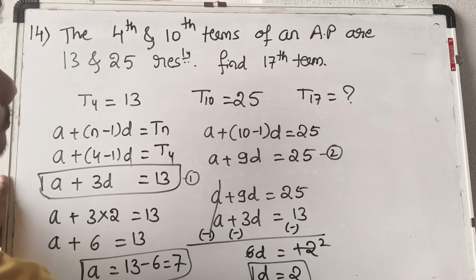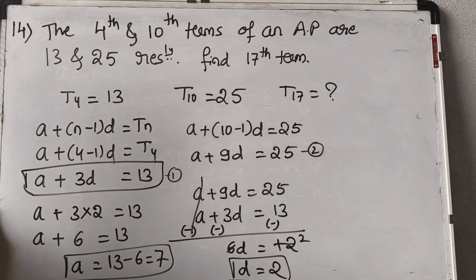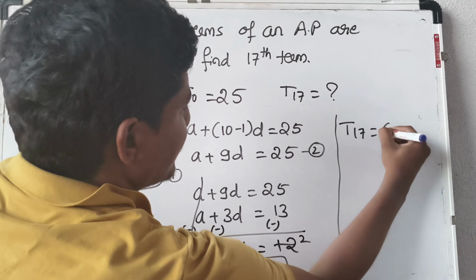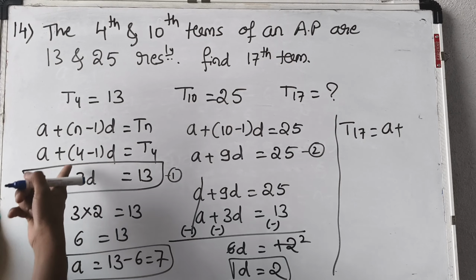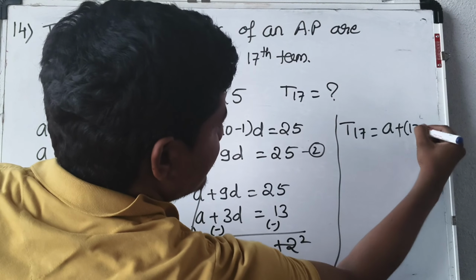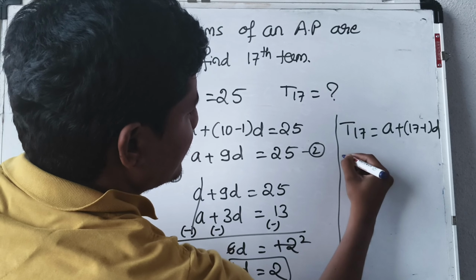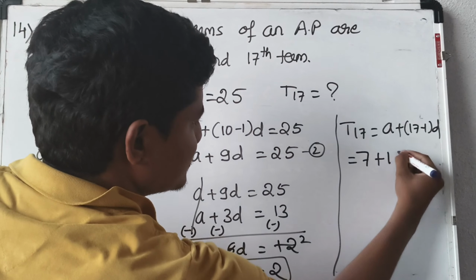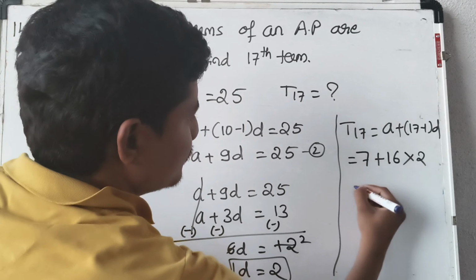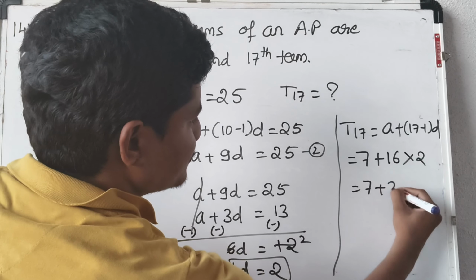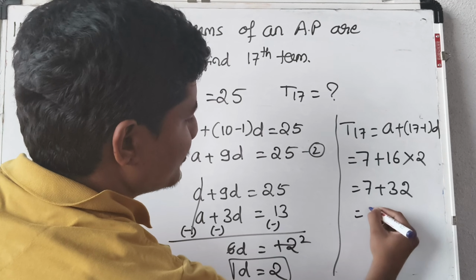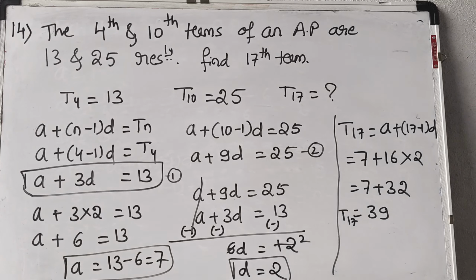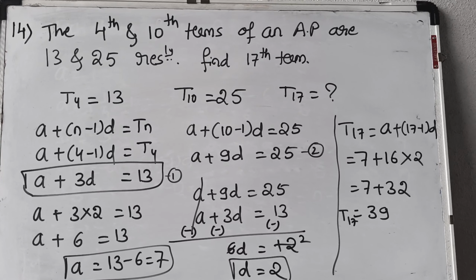Now, what is asked in the problem? The 17th term. The 17th term of this AP can be written as a plus (17 minus 1)d. a is 7, plus 16 into d value which is 2. 16 twos are 32. 32 plus 7 is 39. Therefore, the 17th term of this AP is 39.